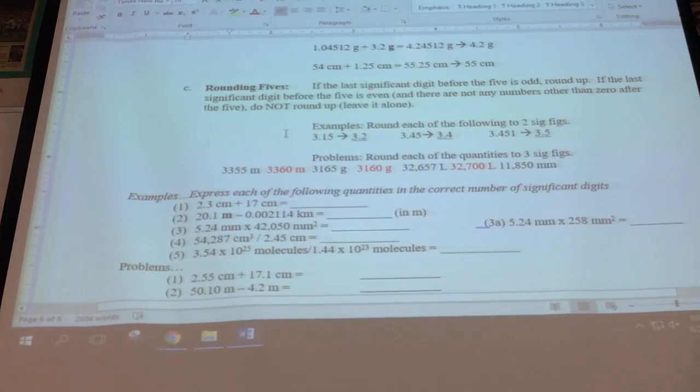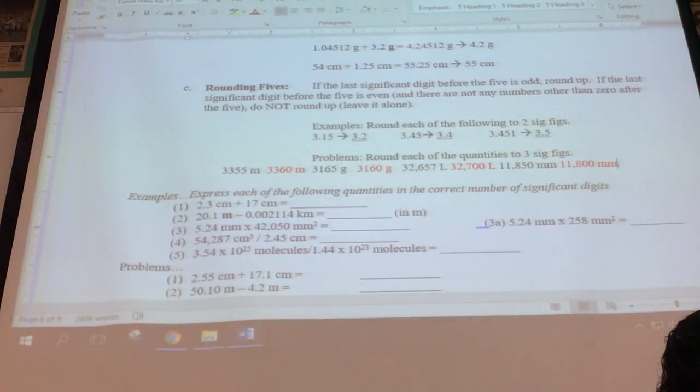All right, 11,850 and 3 sig figs. Go ahead, Sean. We would round to 11,800 because there's a 5, but the number that follows it is 0. You got it. Even number followed by a 5, only with zeros, so you're going to round down. Perfect. That can be very tricky, especially when we mix it in with the previous. Questions at this point?